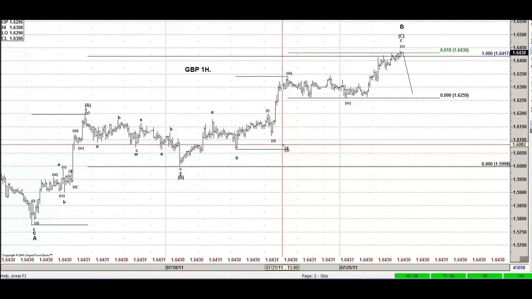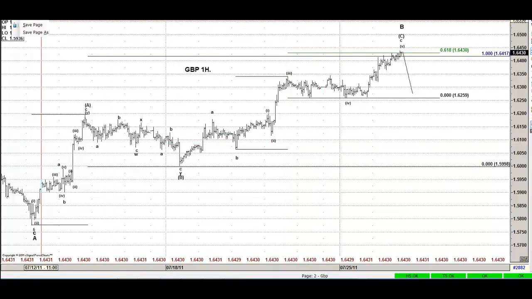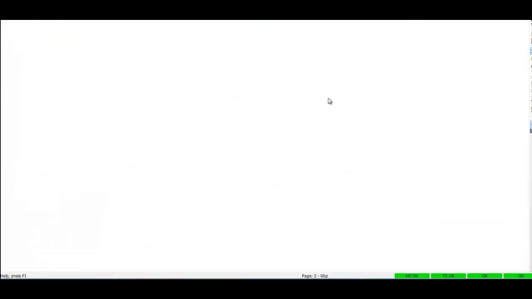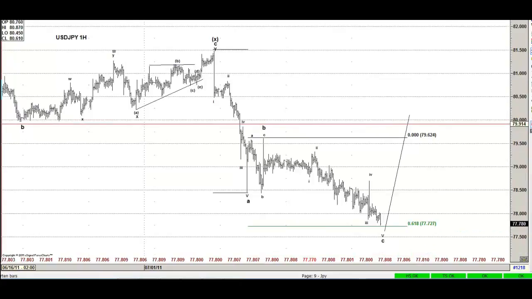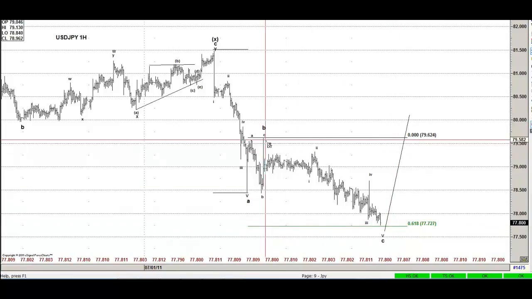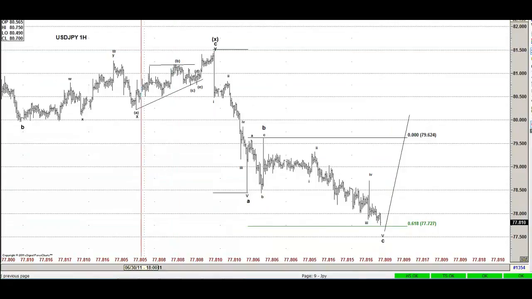In my own opinion, the pound can be a very good indicator of what the euro is doing. Now, another one that I like is the dollar yen. The dollar yen has been getting close to our target, which was the 77.20, 72 area, and I can count 1, 2, 3, 4, and 5.